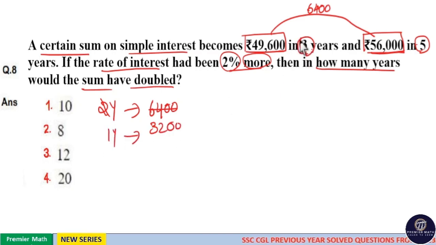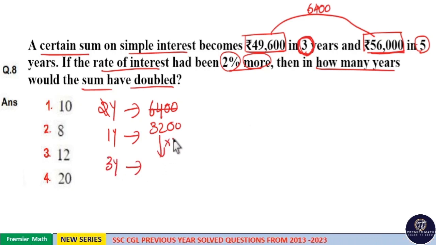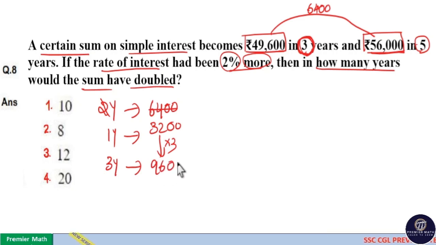Then calculate the interest generated for 3 years. So for 3 years, interest generated is equal to 3,200 into 3, that is 9,600.